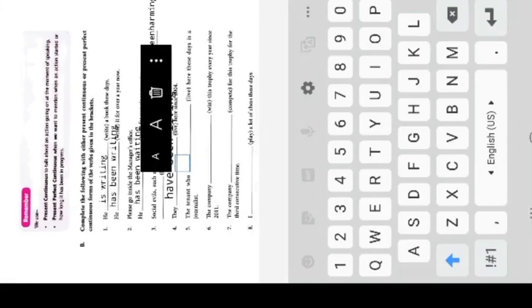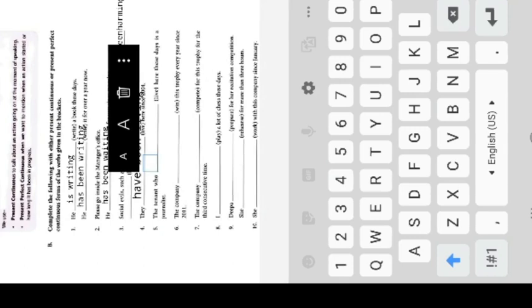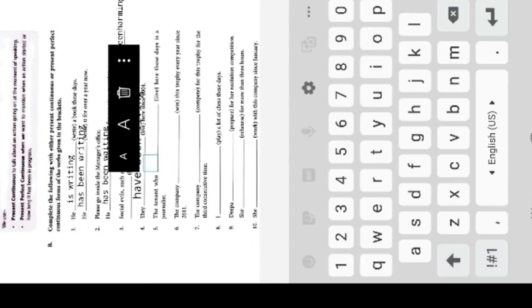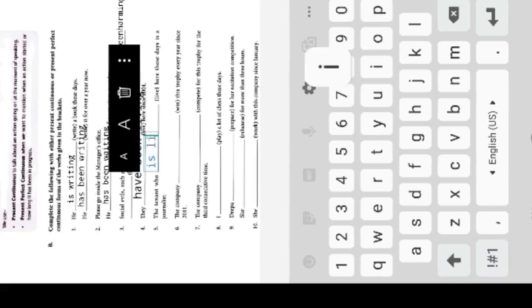Next, number 5. The tenant who ___ live here these days is a journalist. What will we write down? Can anybody tell? "These days" is a clue for you. Yes, present continuous, not perfect tense. The tenant, tenant means renter. The tenant who is living here these days is a journalist.